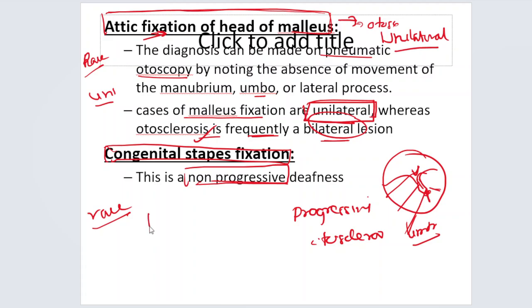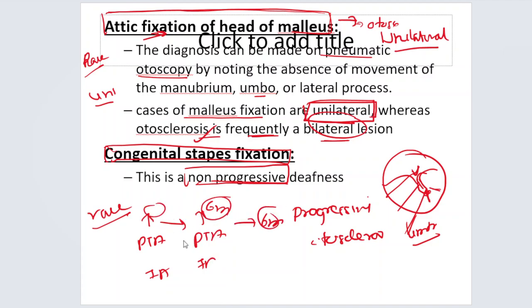So the patient comes to you, you get a PTA and an impedance audiometry, and the patient comes again after 6 months and you again get a PTA and an impedance audiometry. Like this, you keep assessing the patient, and it is non-progressive. Always they are the same. The PTA values and the impedance audiometry are always the same value. You can put it mostly as congenital stapes fixation.